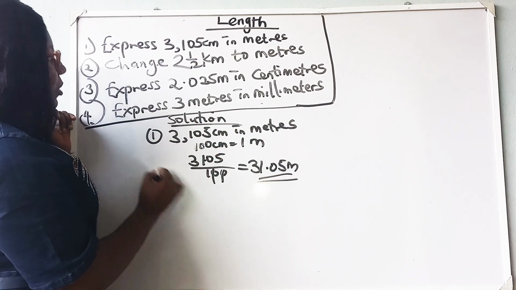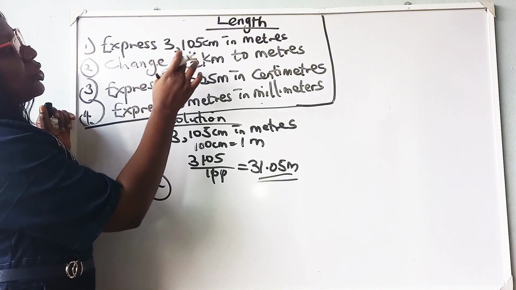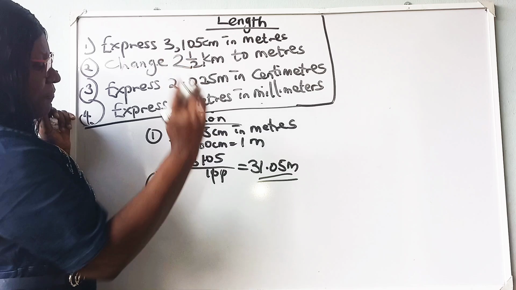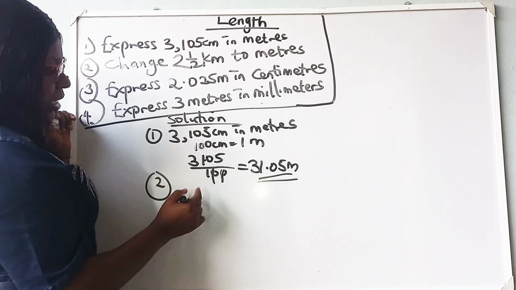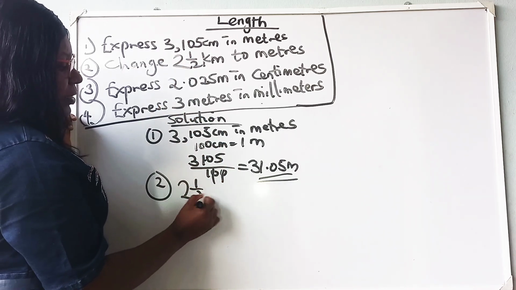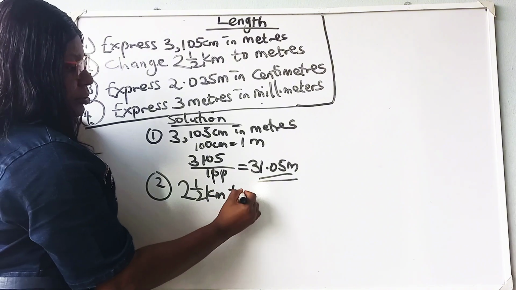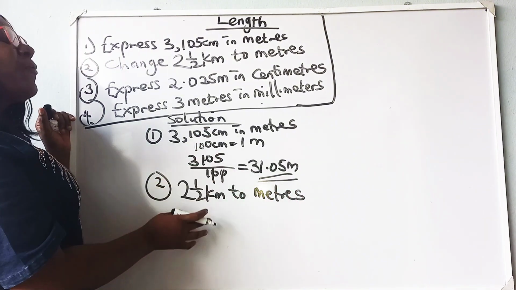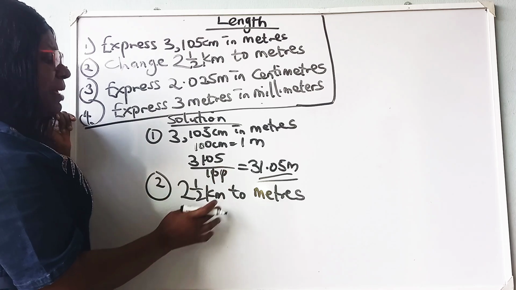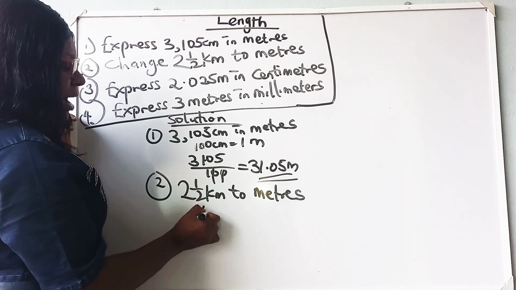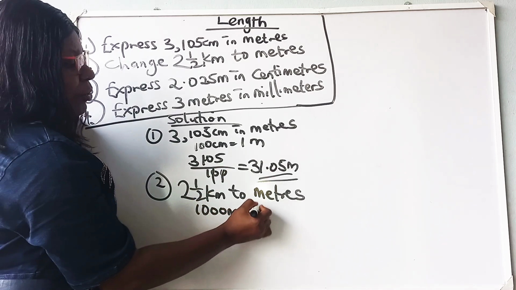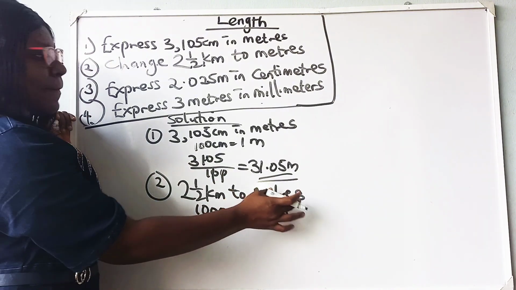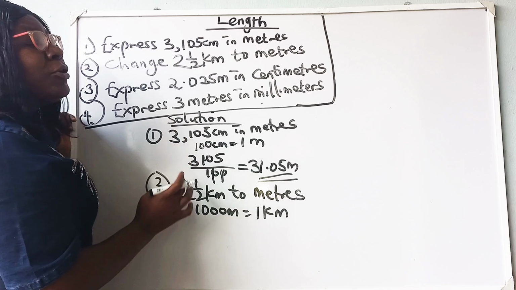Okay, so let's go to the second question. It says change 2.5 kilometers to meters. Okay, now kilometer is a higher form of meter. You understand? Okay, you have number 2 1/2 kilometers to meters. Now first of all, you find how many meters will make 1 kilometer. We have 1,000 meters equals 1 kilometer. Now, since kilometer is bigger than meter, what are we going to do? We're going to what? Multiply.